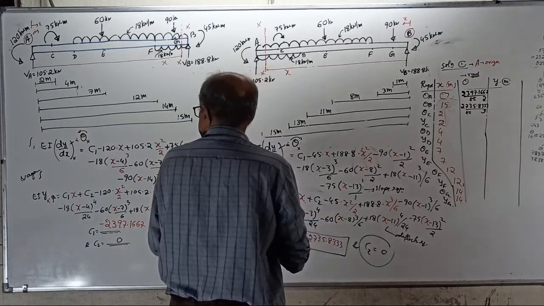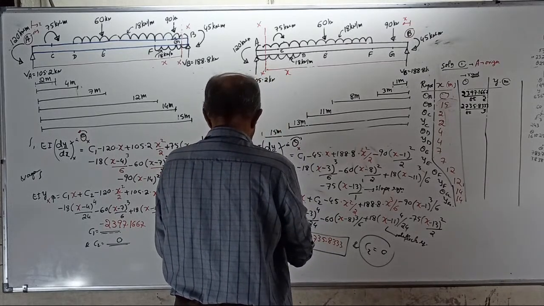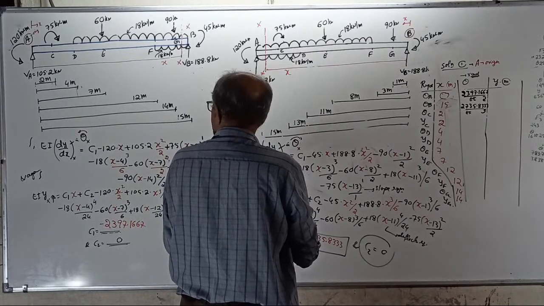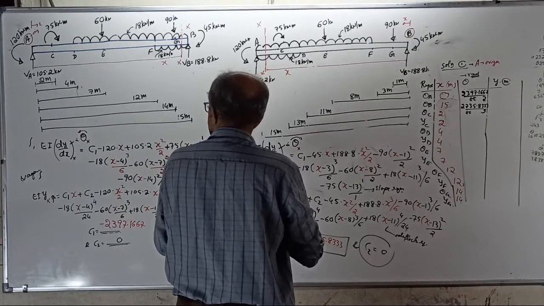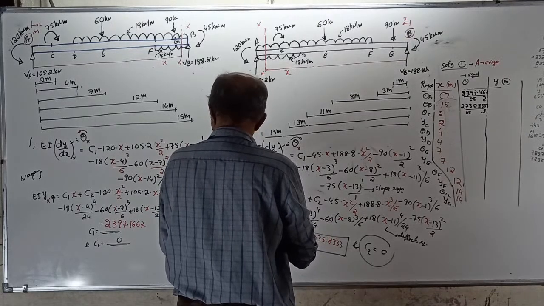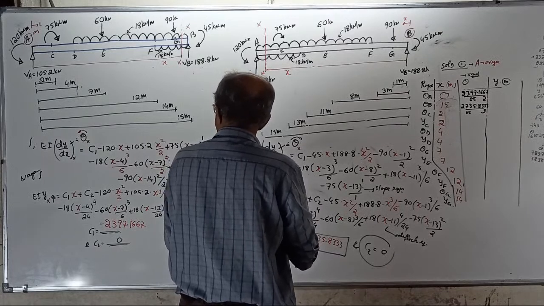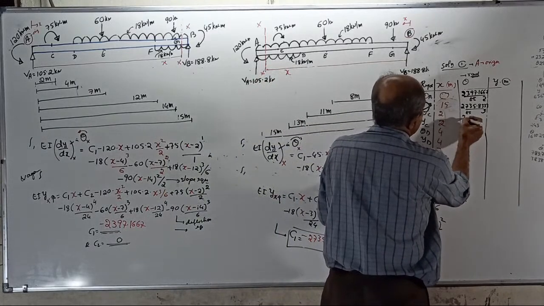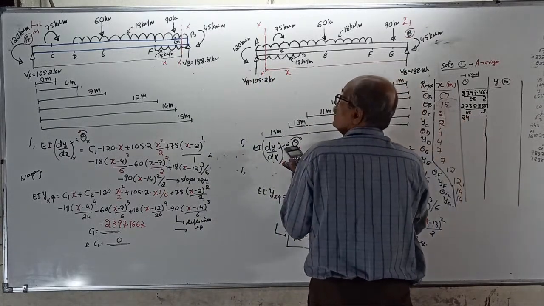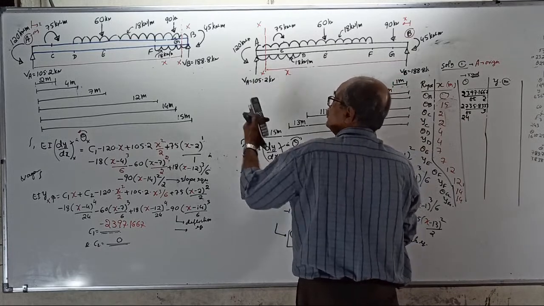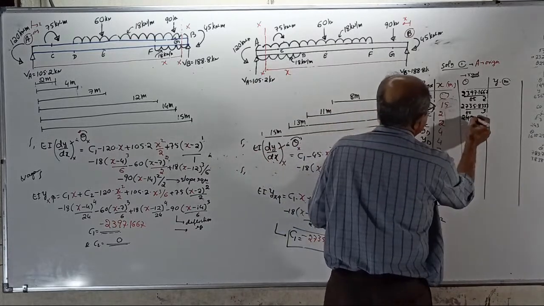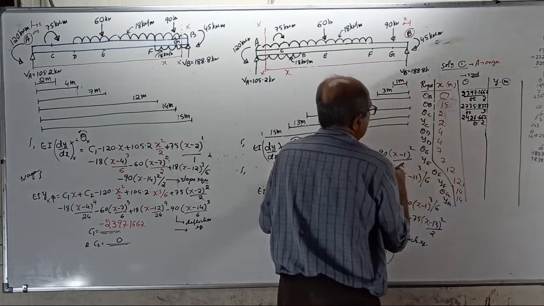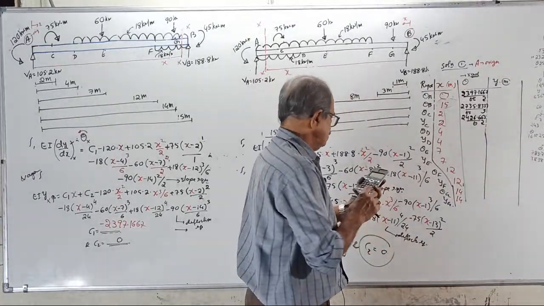Theta C will come. Shift store A, C1 minus, x equal to 2 meter. 120 into 2 plus 105.2 into 2 square divided by 2. That's all, it will come 2426.667 by EI clockwise, a little more theta because of the couple. If anything is wrong, check that one. Okay, I'll check once again.